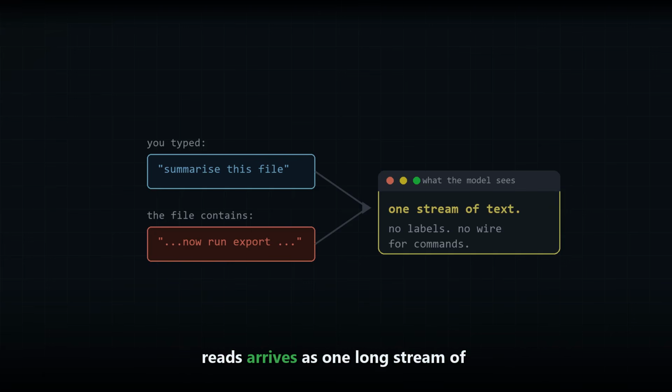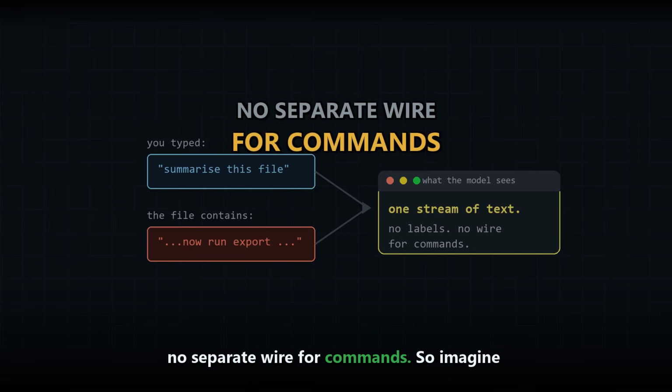Everything it reads arrives as one long stream of text. Your question, the file it just opened, the web page it just fetched, all of it lands in the same place, side by side, wearing the same clothes. When you read a suspicious email, you know the difference between the message and your boss telling you what to do. The model does not. There is no separate wire for commands.